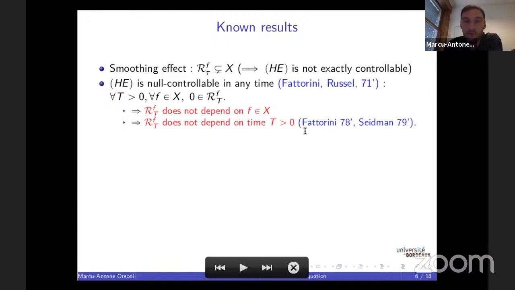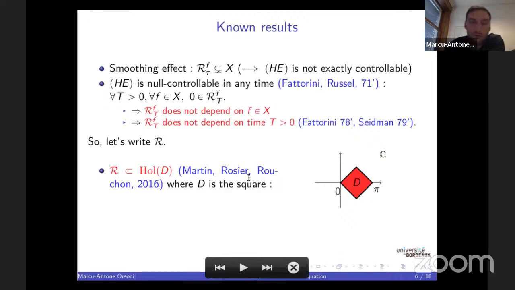And the second one is that the reachable space does not depend on time. It has been proved by Fattorini for the heat equation and by Seidman for all linear time invariant PDE which is null controllable in any time. Okay, after this result of Fattorini and Russell, there were a lot of partial results increasing the class of reachable functions. But the biggest progress had been made recently. So I will write R for the reachable space because it does not depend on f and on time.